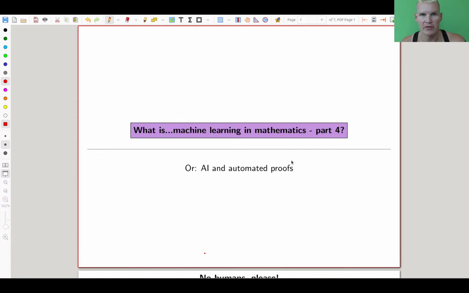Okay, welcome everyone to this continuation of what is machine learning in mathematics, right? Keep it in mind, machine learning in mathematics, not the other way around. So you're in the wrong place if you want to learn about the mathematics of machine learning. And this time I would like to tell you about one of my favorite topics in mathematics, and it's now part of computer science, as we will see.